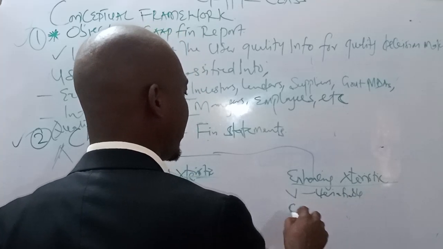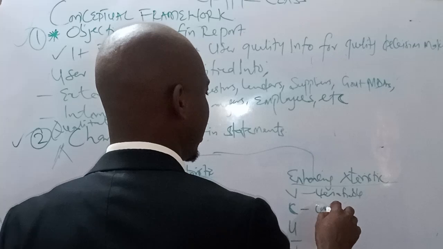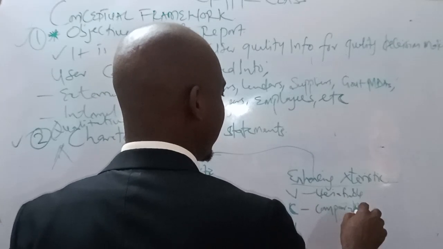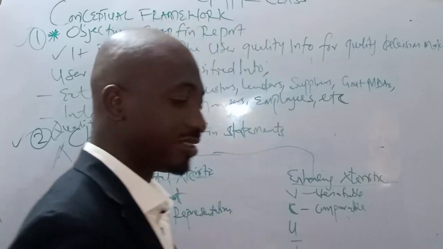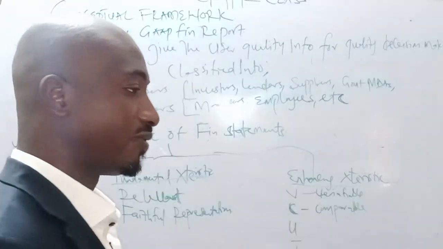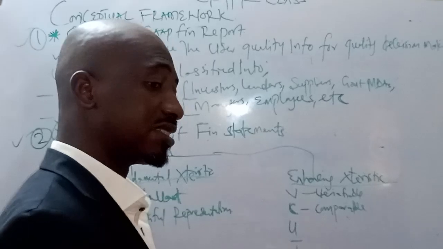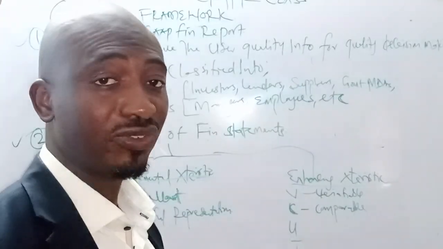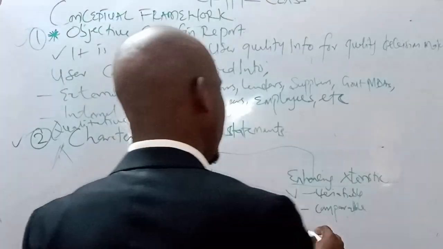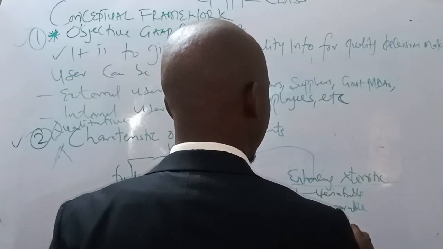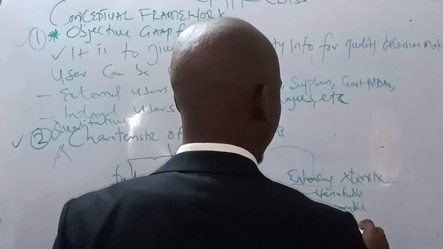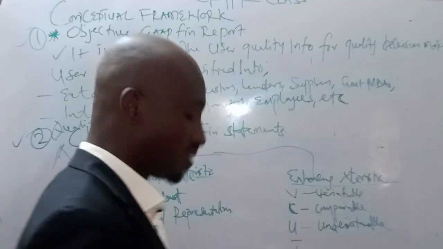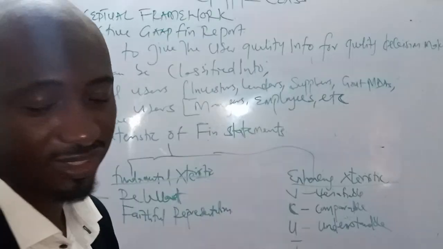The C stands for comparability. The information is comparable. It gives you the privilege of comparing the information of an entity, maybe entity A, with that of entity B, without any form of ambiguity. Then the U is understandability, meaning the information availed is understandable, because if it is not understandable, there is no way you can make any decision.